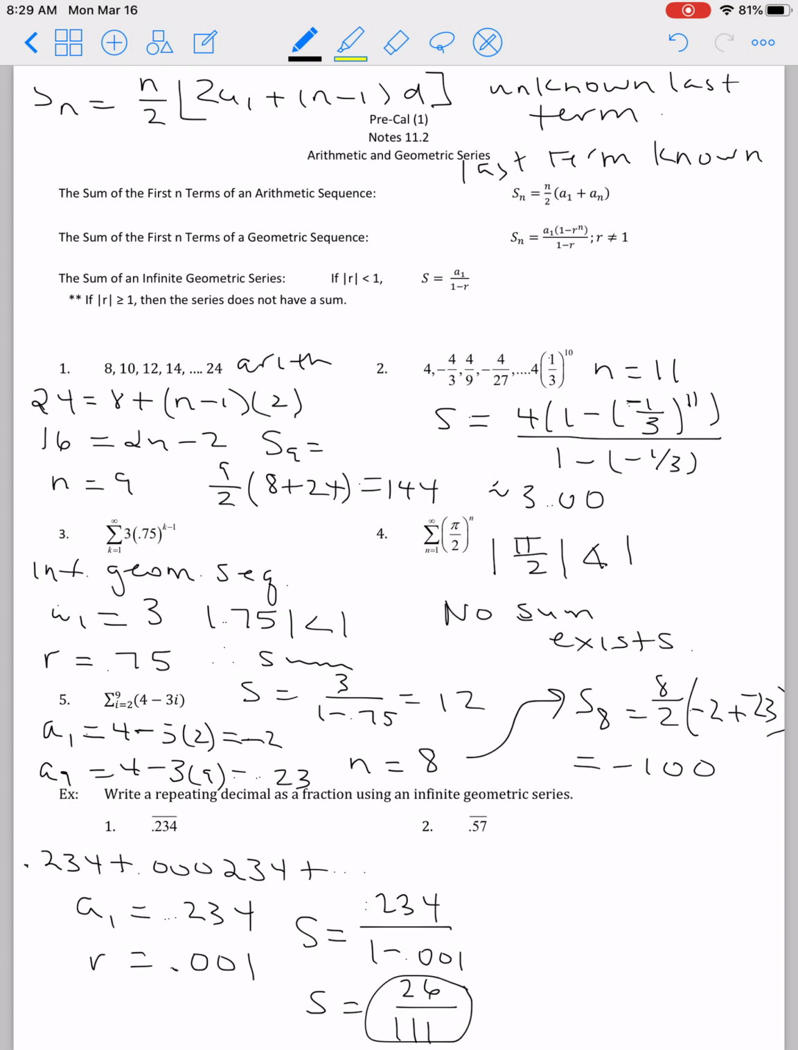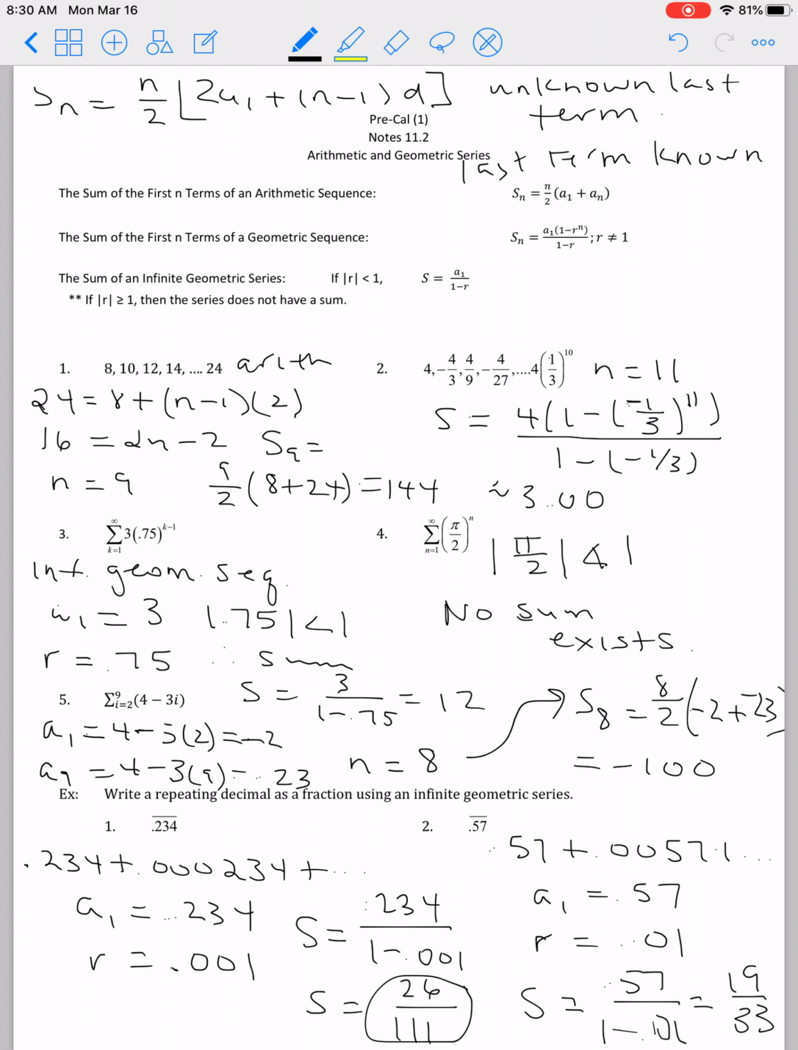So on this one, it would be 0.0057. So a sub 1 this time is 0.57. r is 0.01 because there's only 2 repeating decimals. And then the S is 0.57 over 1 minus 0.01, and that's 19 over 33.